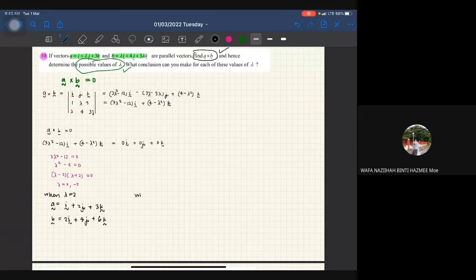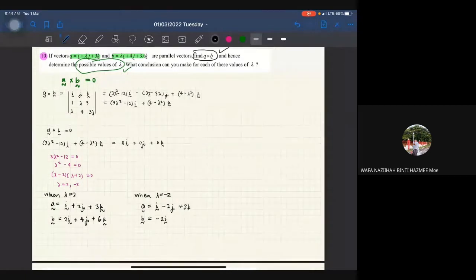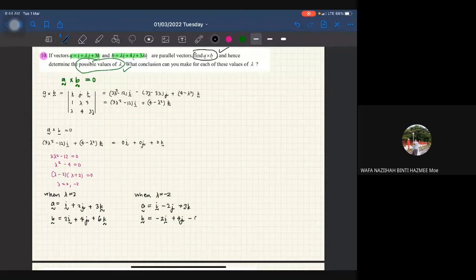Okay, what about when lambda is equal to negative 2? So A awak akan dapat, so you will get I, it's minus 2J and then plus 3K. That is for vector A. Okay, and then for vector B, awak akan dapat lambda I, so it's negative 2I plus 4J minus 6K. Okay. Okay, macam ni.